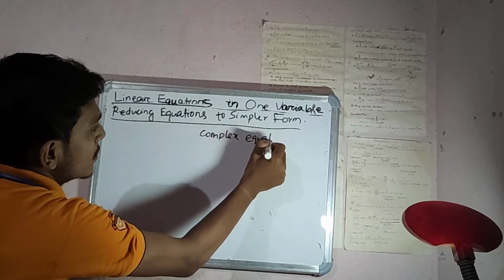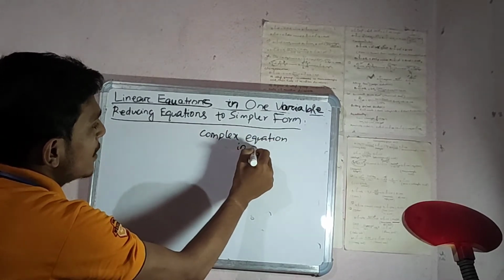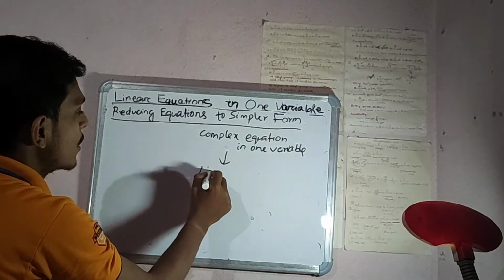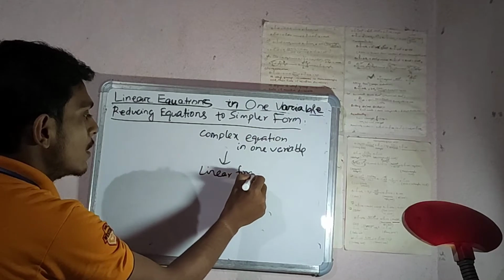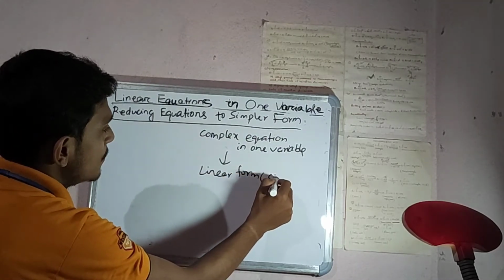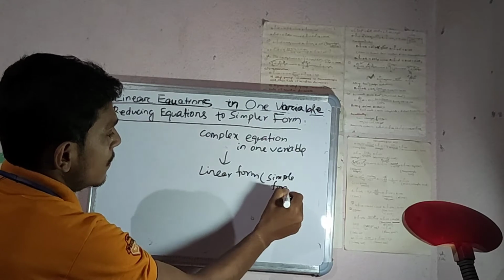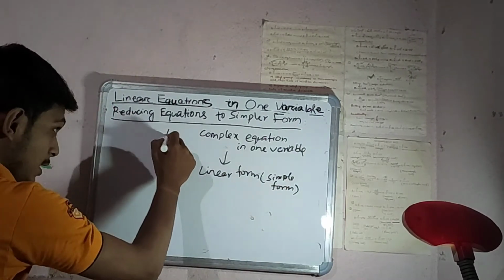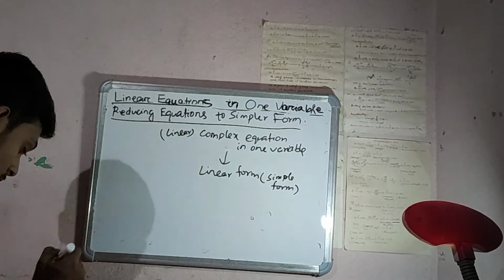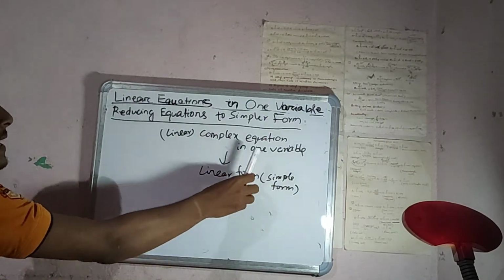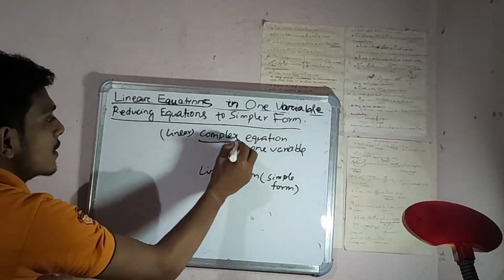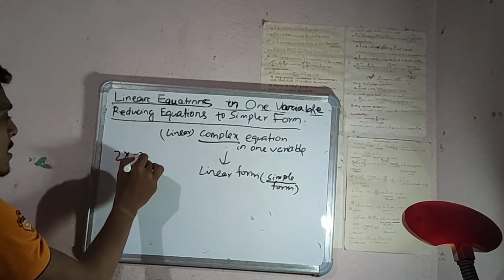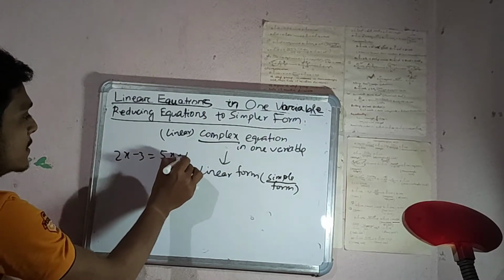Complex equation in one variable into the linear form or the simple form. This is also linear, but this is also linear, but the form is very complex, so we have to simplify. We can find the previous one, that is 2x minus 3 equal to 5x plus 6.